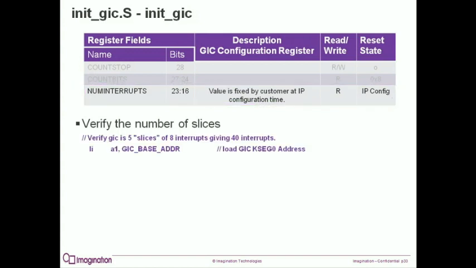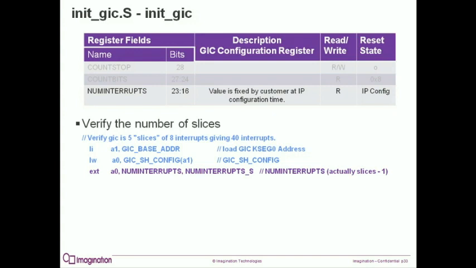To do this, the code loads the defined GIC base adder, which is the starting address of the shared section of the GIC, into A1. The shared configuration register shown above is located at offset 0. The code loads its value into A0. The code then extracts the number of interrupt groups.